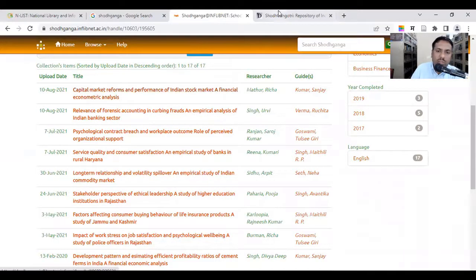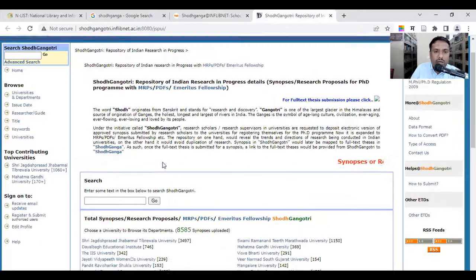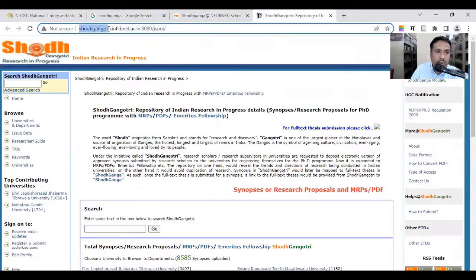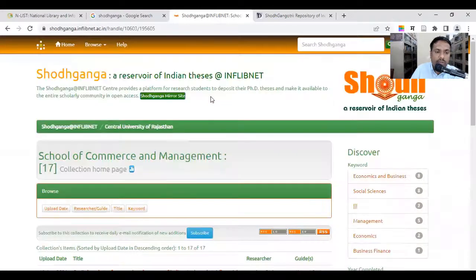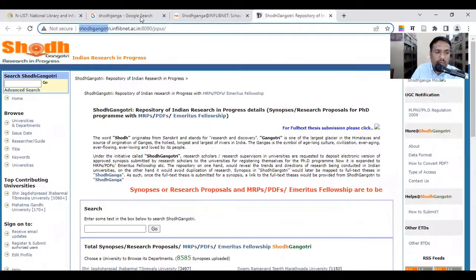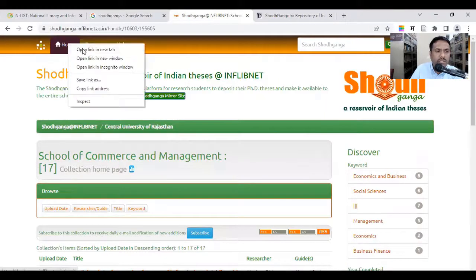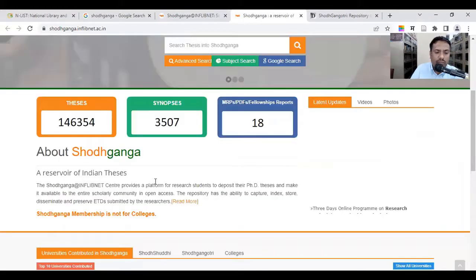Okay, title. For example, write down this also: Shodhganga and Shodhgangotri. Are you writing Shodhgangotri? Two are there. This is Shodhganga, and in between there is another website, Shodhgangotri, at inflibnet.ac.in. You may find this Shodhgangotri also on the website here.